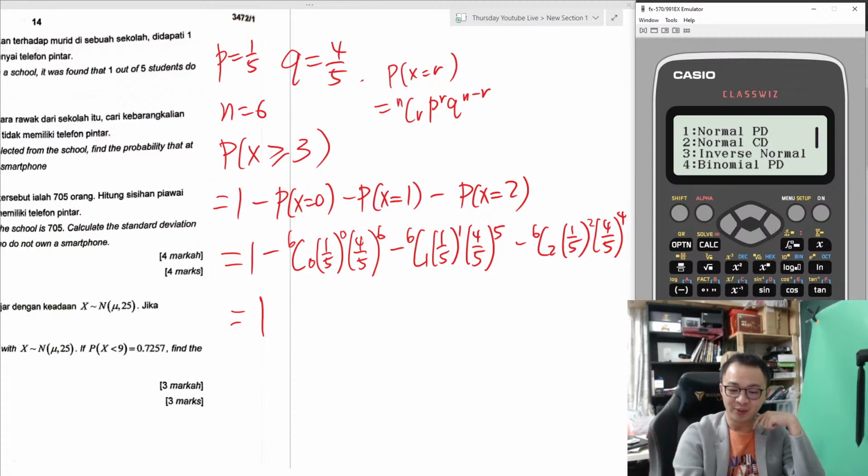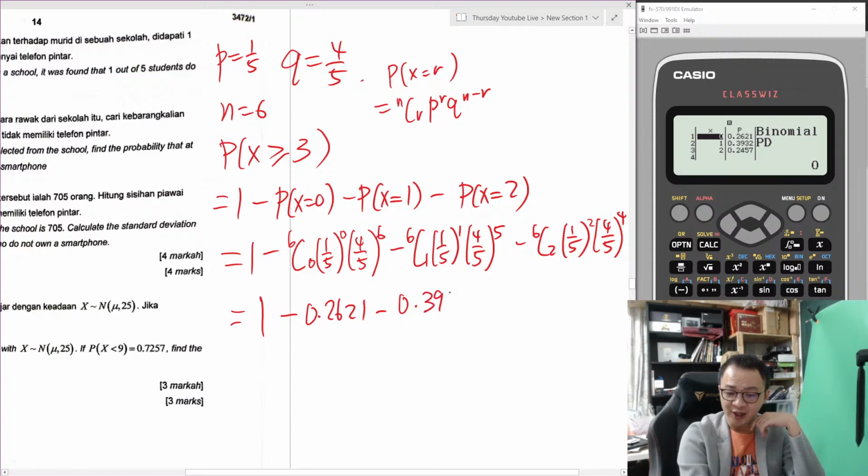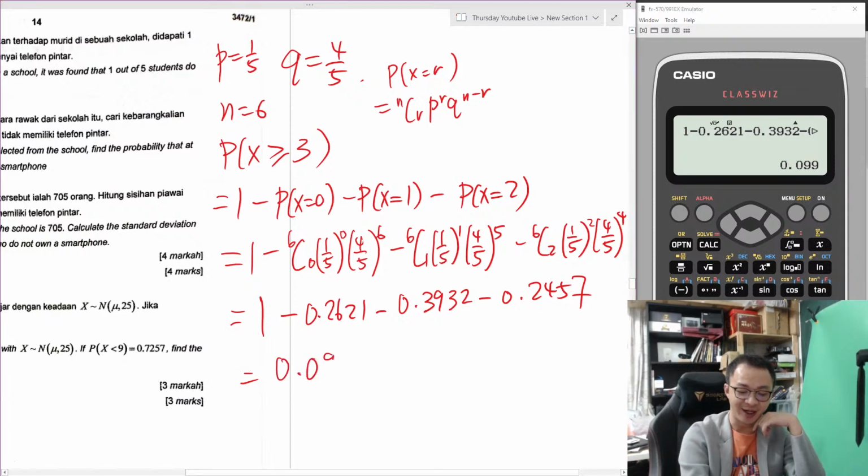Okay, I go to the binomial PD, number 4 here. I want my list. I want the values for 0, 1, and 2 here. I type enter. My n is 6. p is 1 over 5, 0.2. Alright, then I got all my answers here. I just copy 0.2621 minus 0.3932 minus 0.2457. Then I will just type everything into the calculator here. 0.2621 minus 0.3932 minus 0.2457. Okay, so I get 0.099.